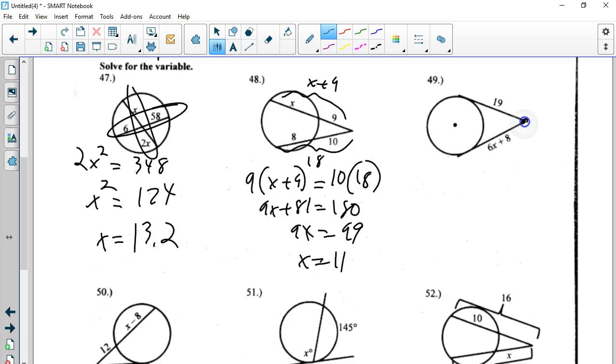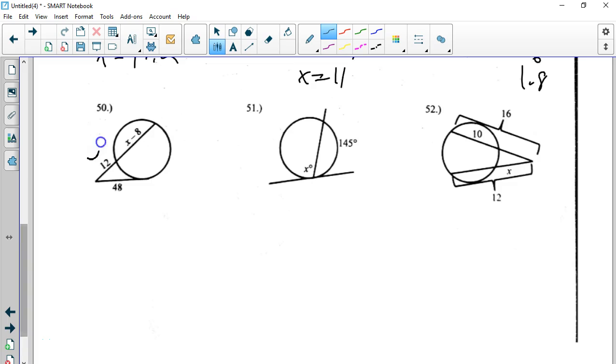When the point comes from outside and hits the circle with both tangents, then these two are just equal to each other. 6x plus 8 equals 19. Subtract 8 and you get 11. Divide by 6 and you just get the simple fraction 11/6, or if you did it as a decimal, you get 1.8.